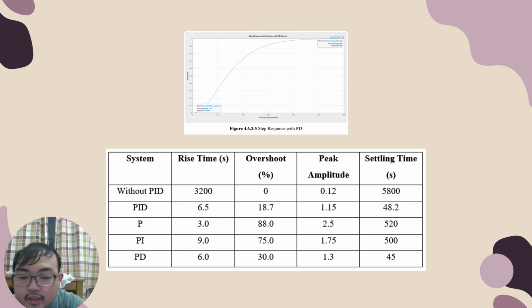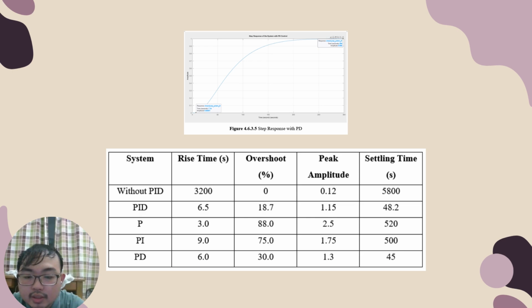Second is the PID controller. The rise time is 6.5 seconds, followed by the settling time of 48.2 seconds. The overshoot is 18.7%, and the peak amplitude is 1.15. It has a balanced speed and stability, offering the best overall system performance.